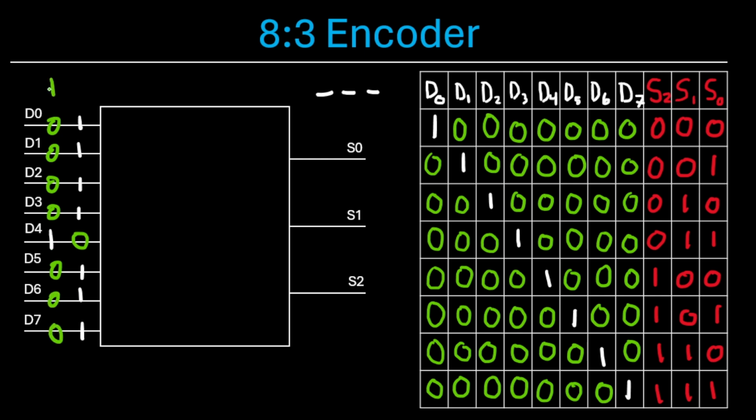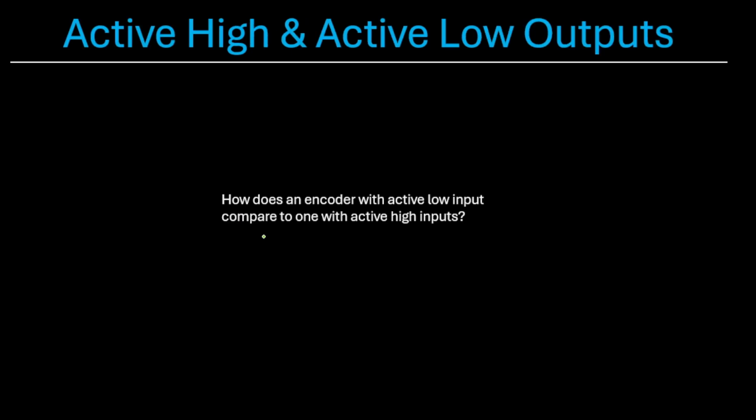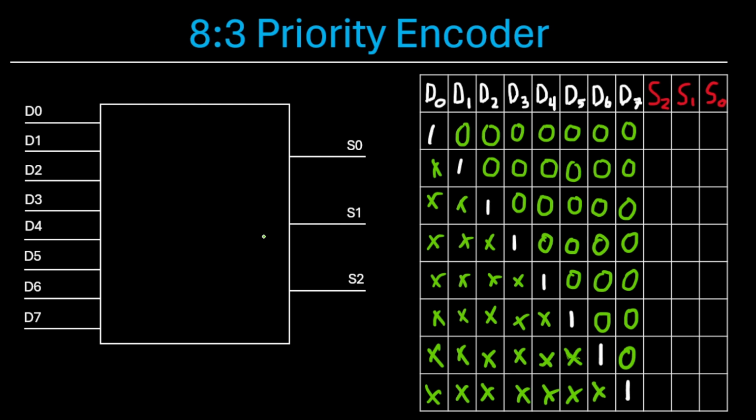So as you can see, this is active high right here. We have D4 as our only high pin, meaning that we're going to output 4 in binary. And here we have active low, where the one pin that's low, we're going to convert into binary. Okay? Now, one final thing we need to discuss is priority encoders.